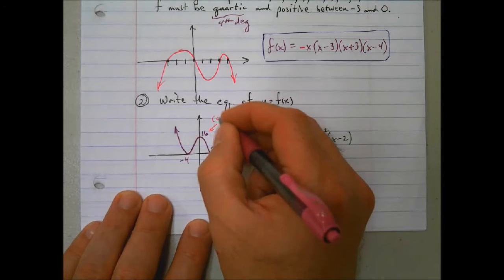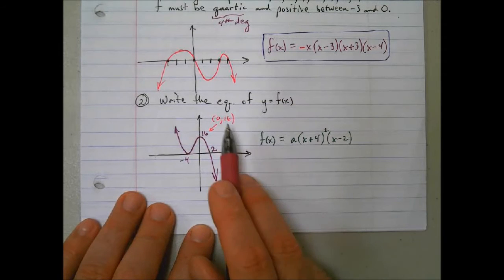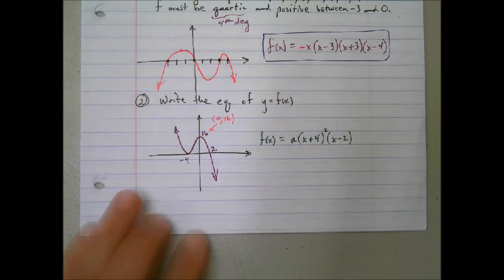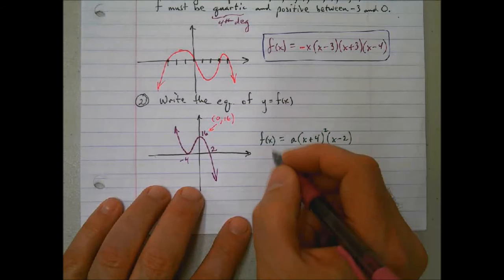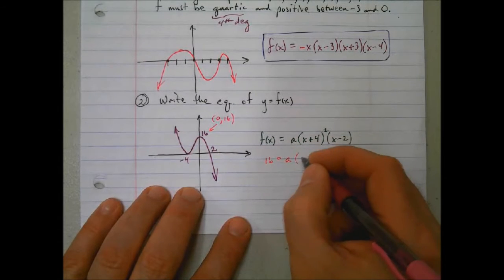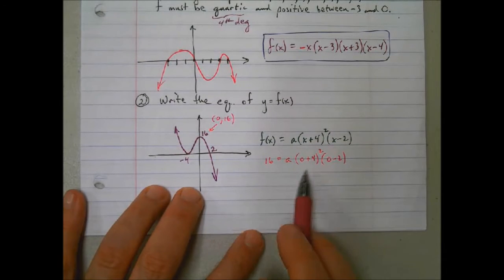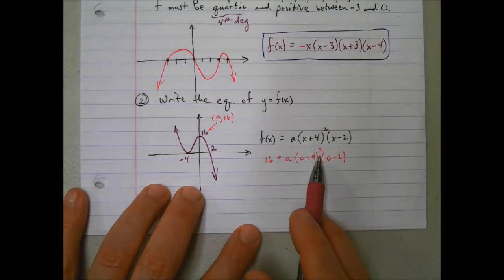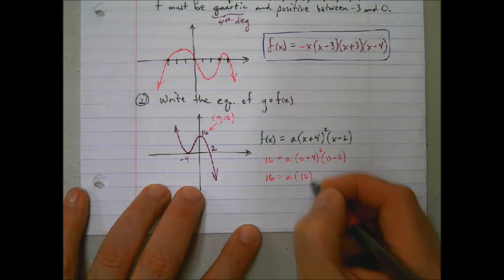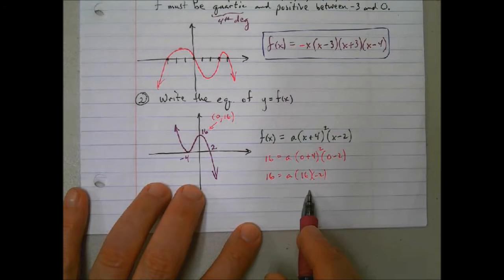Now, remember that this point is actually (0, 16). So wherever I see x's, I'll put 0. Wherever I see y's, I'll put 16. So I've got 16 equals A times 0 plus 4 squared times 0 minus 2. Now, obviously, 0 plus 4 squared is 16, and 0 minus 2 is negative 2.